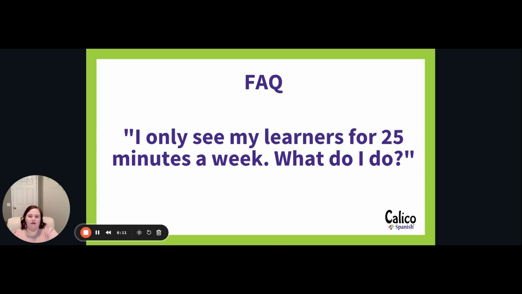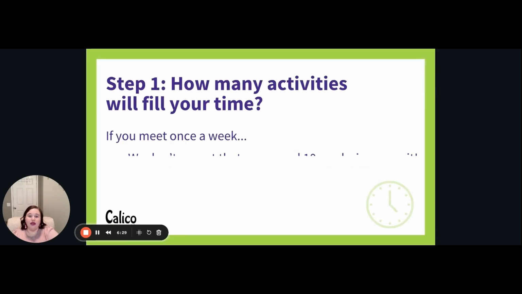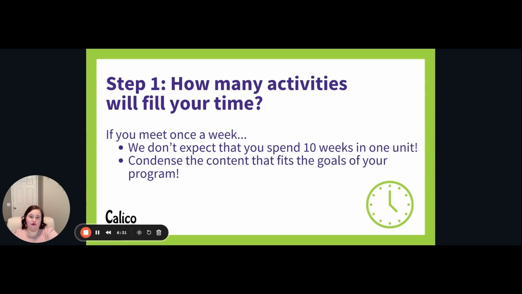How do you fit them in your schedule? Can you still use them? And the answer is absolutely. You just need to adjust and adapt to your schedule and take the learning goals that are best suited for your learners and the goals of your program. So we're going to break this process down into a few steps. So this is where we really get into that purposeful planning with our lesson plans.